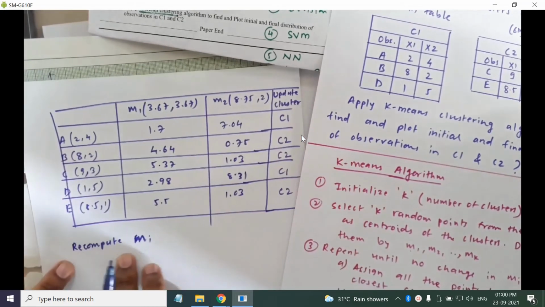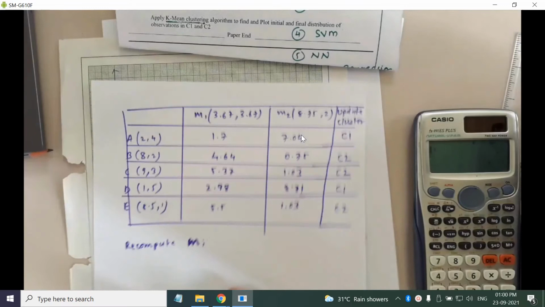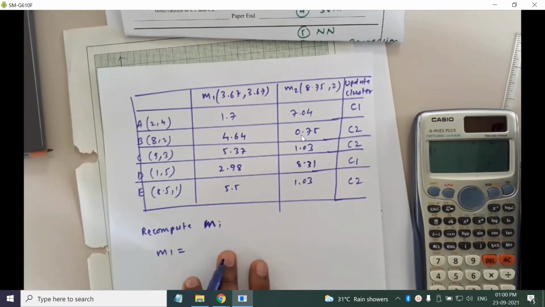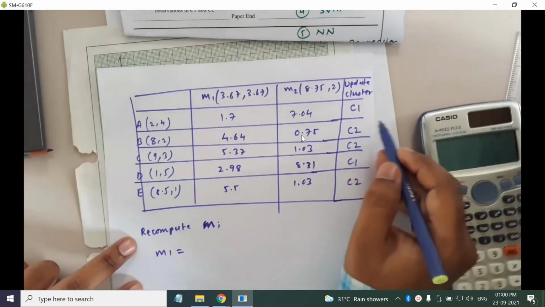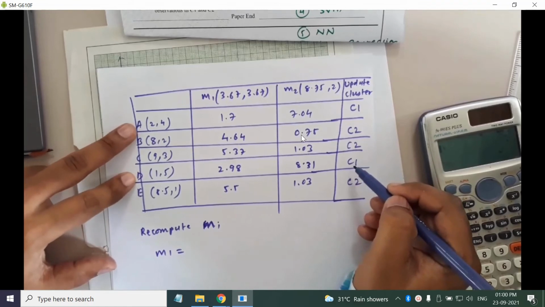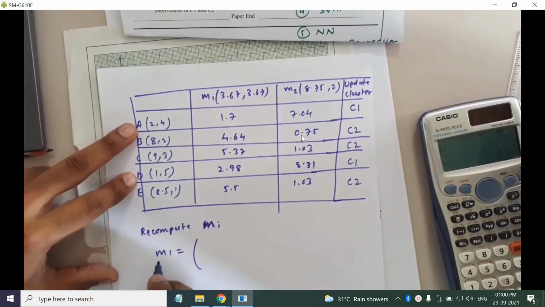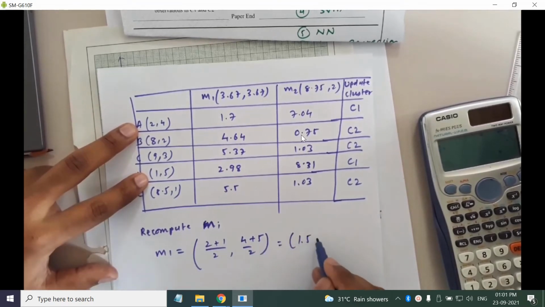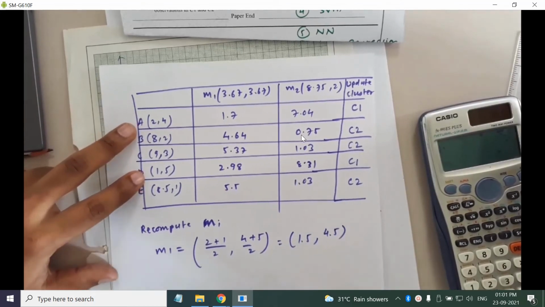Now recompute mi. So we have m1 representing the centroid of cluster 1. In cluster 1 you have 2 points now, which are A and D. So the x coordinate of m1 will be the average of their x coordinates: 1 plus 2 divided by 2 is 1.5, comma, 4.5. This is the centroid of cluster 1.